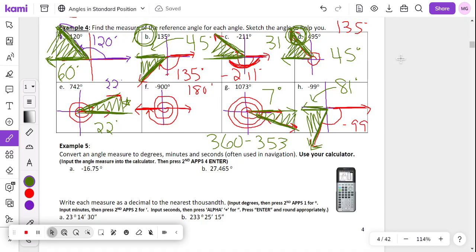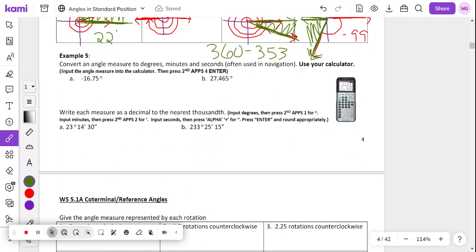Okay, reference angles, super, super important. We're going to be working on the coordinate plane with reference angles for a very long time. So again, you have to remember, terminal side makes an acute angle with the x-axis, and it's always positive.